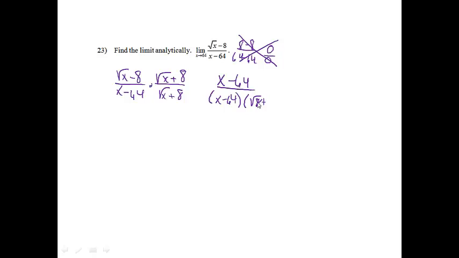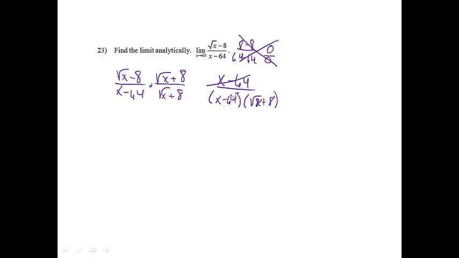Since I have a square root, I know that the method that we were taught how to do this was to multiply by the conjugate. So that's exactly what I'm going to do. Okay, and then from here, if I multiply it out, the square root of x minus 8 times the square root of x plus 8 is going to be x minus 64. And then on the bottom, we're not going to work it out. We're just going to put the two parts together.